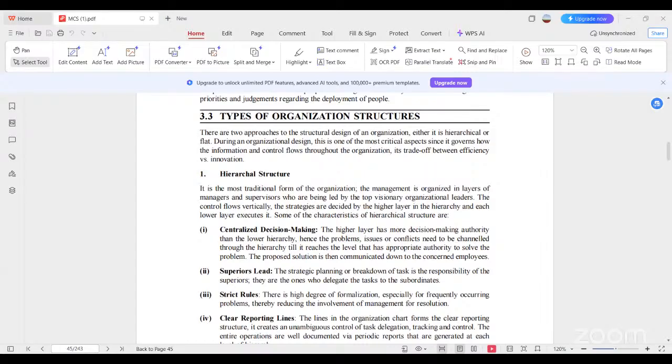Okay, now let's have a look at the characteristics of your hierarchical structure. The first is centralized decision making. Basically, in centralized decision making in this hierarchical structure, decision making power is concentrated at higher levels. Okay, and the lower level employees cannot take any kind of major decisions. So the problems must be passed up the hierarchy.